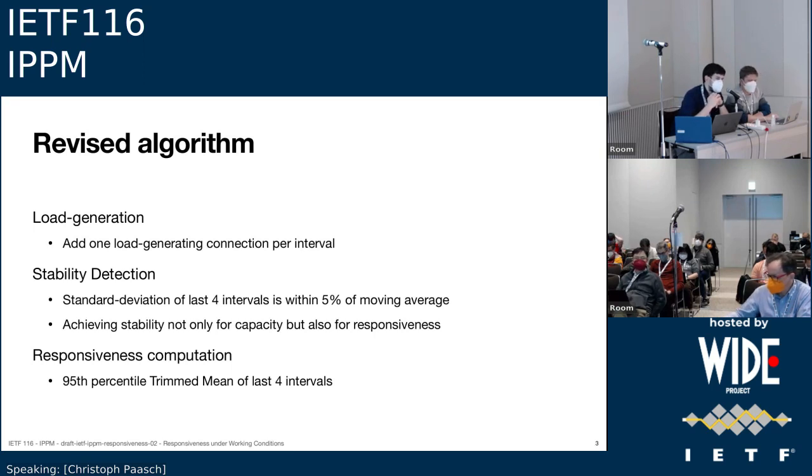The responsiveness computation also is now using a 95th percentile trimmed mean of the last 4 intervals, which has shown to be much more accurate, because we are now generating a very large number of probes. So we have up to 300 different probes during the duration of the test. And so we feel comfortable taking a trimmed mean over the 95th percentile here to compute the responsiveness. Now, next slide, to visualize this a little bit more on how this is happening.